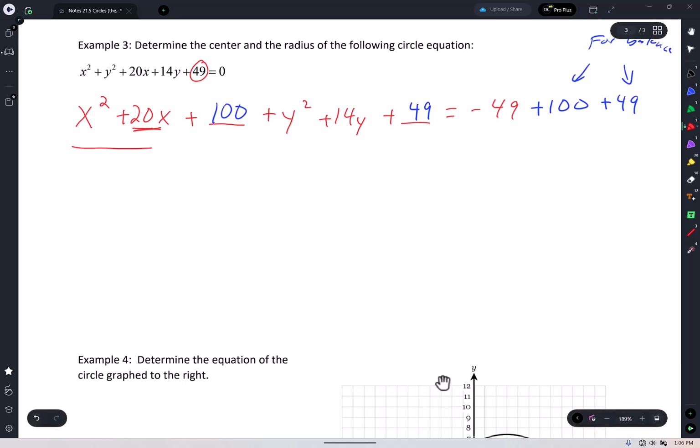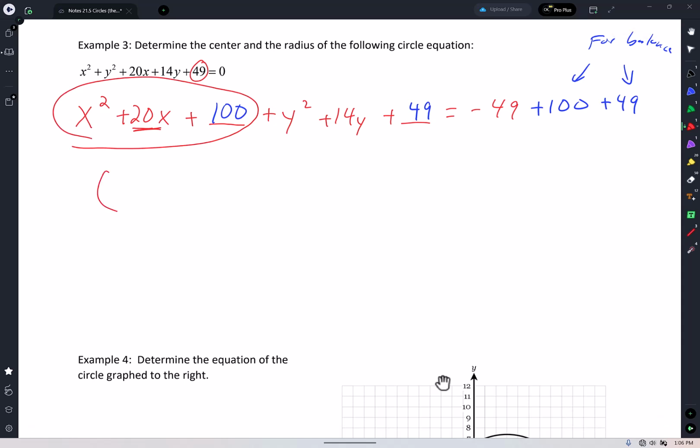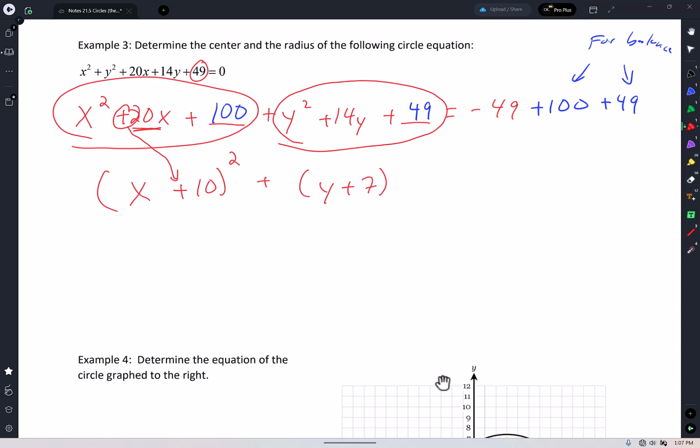This trinomial, these 3, reduces to what? Plus 10. Put a square on the outside. Whatever this symbol is there, that's what that symbol is going to be. Whatever your 20 divided by 2, or if it would have been a negative, then I would have put a minus. What about this one? What about these 3? Now put a square on the outside. Equals, these 49s cancel out, and what do I get?